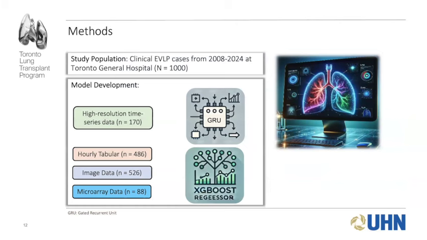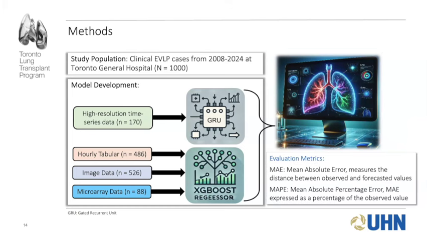And moving on to methods, the study population included clinical EVLP cases from 2008 to 2024 at Toronto General Hospital, and different data modalities were processed and modeled differently here. So for the high resolution time series data, we used a gated recurrent unit model to do the time series forecasting. And for the tabular, image, and microarray data, we used an XGBoost regressor model to forecast its behavior in the future. All combined together, we're using MAE and MAPE as model evaluation metrics.